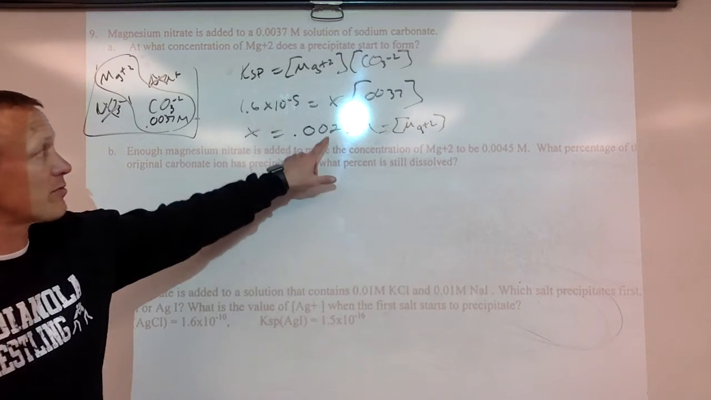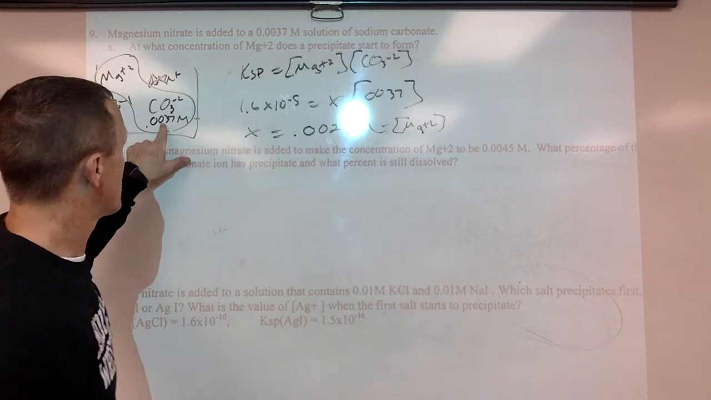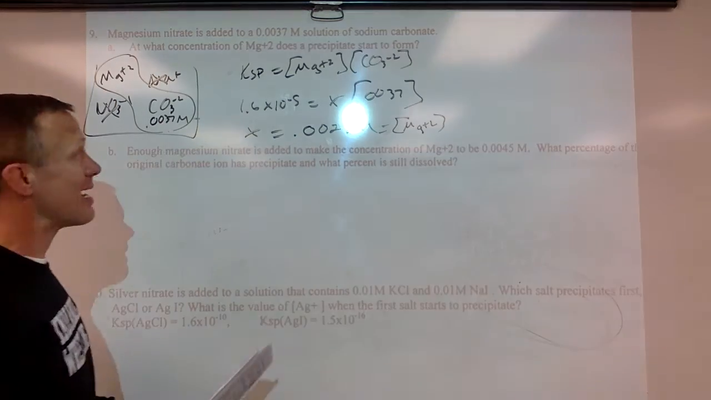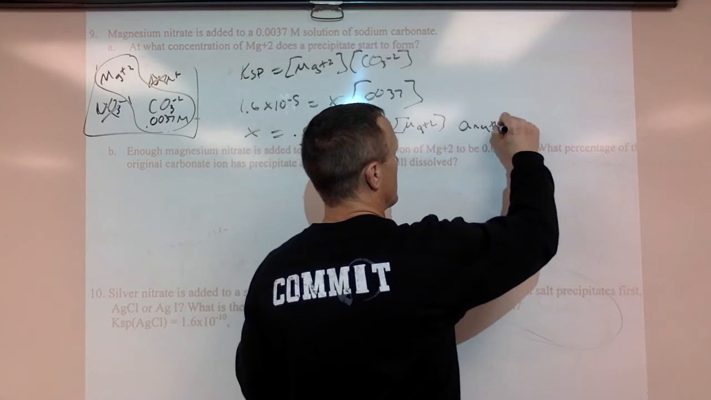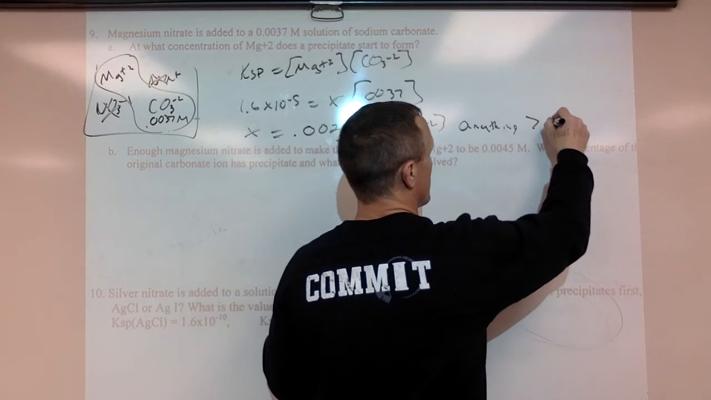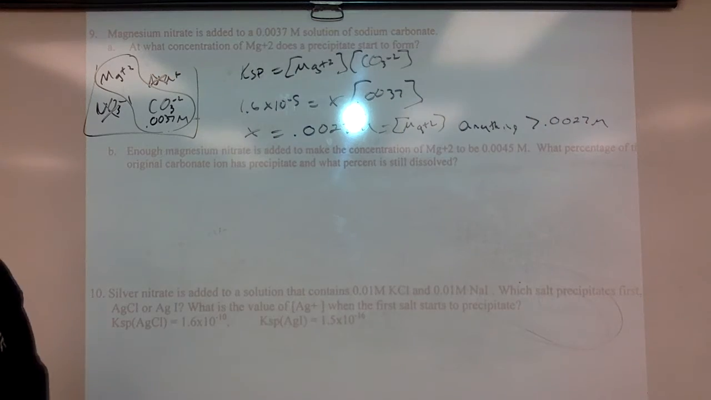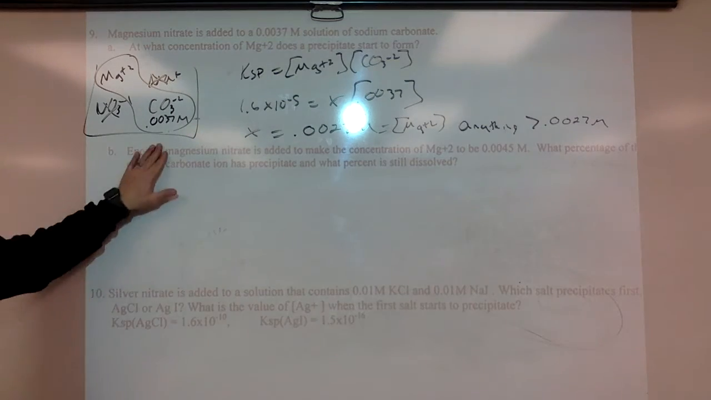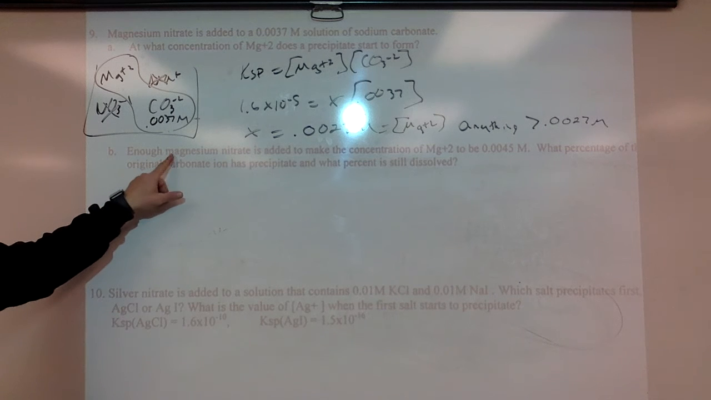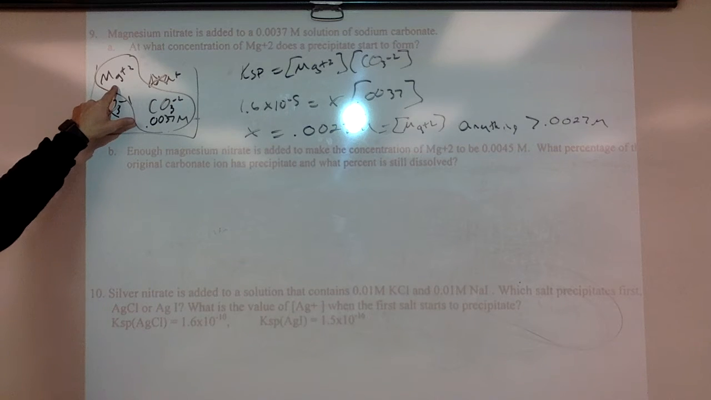So that is the maximum amount of magnesium ions you can put in, 0.0027 molar, with this carbonate before you get a precipitate. Anything greater than 0.0027 molar will cause a precipitate. This is the exact amount that will dissolve with this. Now enough magnesium nitrate is added to make the concentration of magnesium 0.0045. So now they're saying they're making this concentration 0.0045.